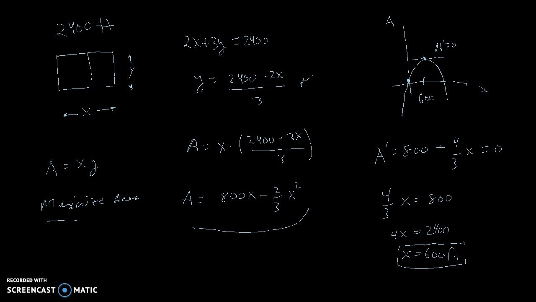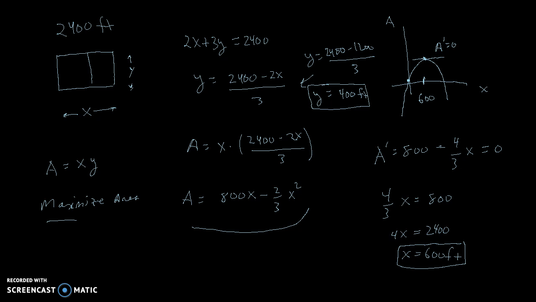To give a complete answer, we also want to say what y is equal to, so we can come back up here. So y is going to equal 2,400 minus 2x, and x was 600, so 2x is 1,200, and divided by 3. We calculate this: 1,200 in the numerator, divided by 3, and 12 divided by 3 is 4, so it is 400 feet. So y should equal 400 feet.